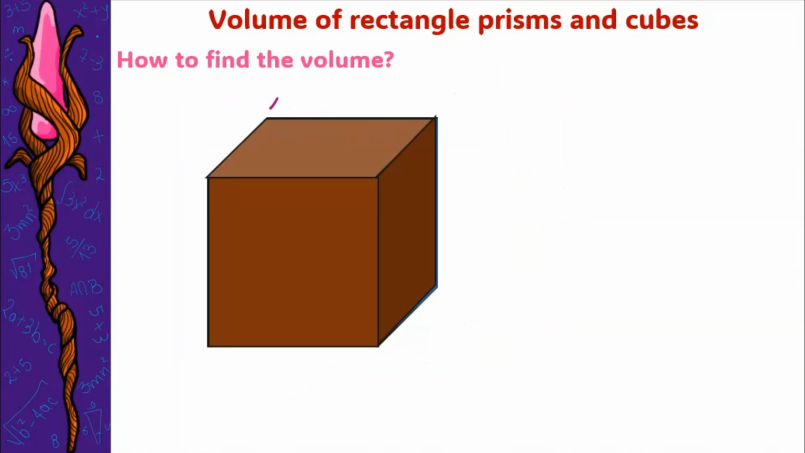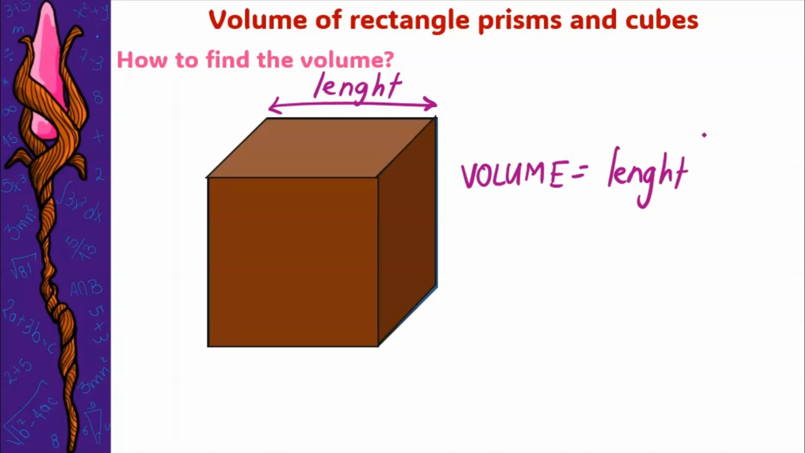When you have a cube, it's a little special because the length, the width, and the height all have the same size. So we would say it's just the length. Length times length times length. So you could say the volume of a cube is just the length to the power of 3. It's length times length times length, since it's the same measure the whole time.